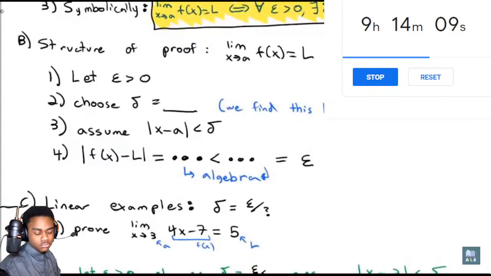Practice a few of these. We will see you in class where we can talk more about these proofs in more detail.